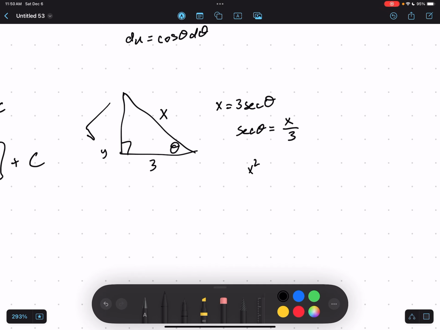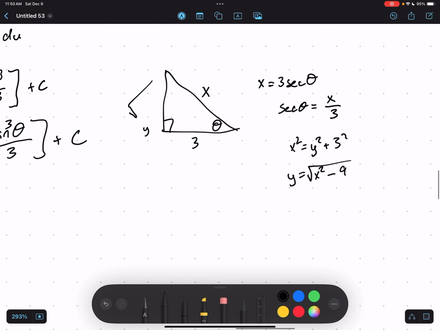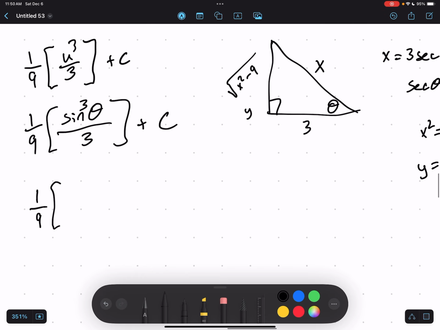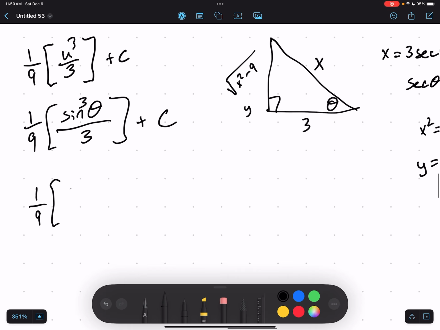And so we can say x squared equals y squared plus 3 squared. So then y equals the square root of x squared minus 9. So this here is the square root of x squared minus 9. And so now we can come back here to our solution, and we can say 1/9 times, we have sine cubed over 3. Sine is opposite over hypotenuse. So what we'll have is a parenthesis. We'll say the square root of x squared minus 9 over x, cubed, over 3 plus c.